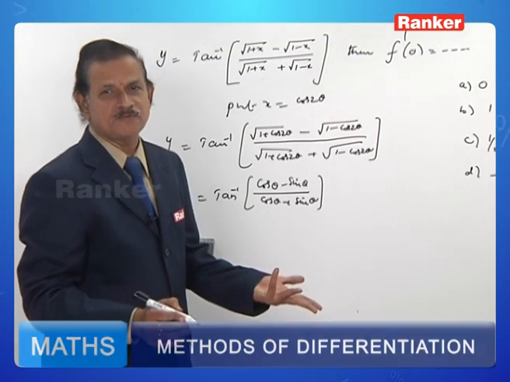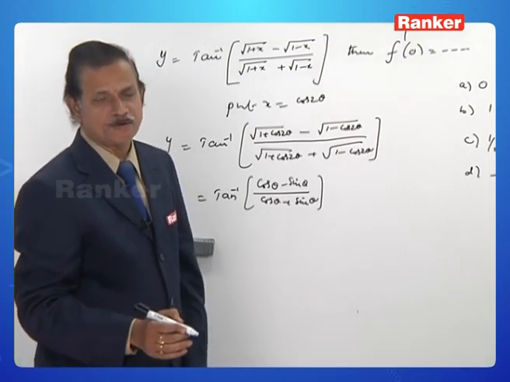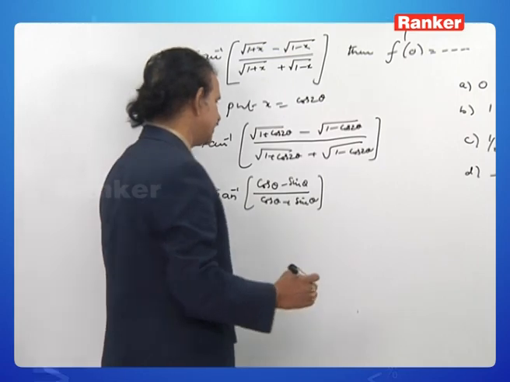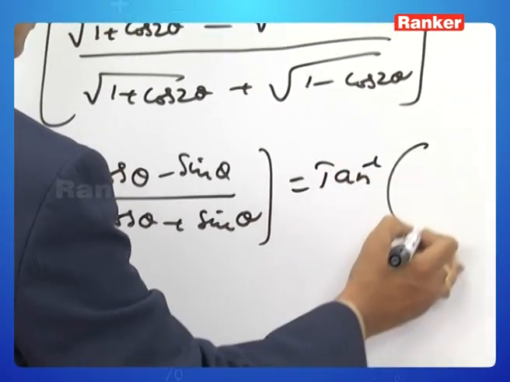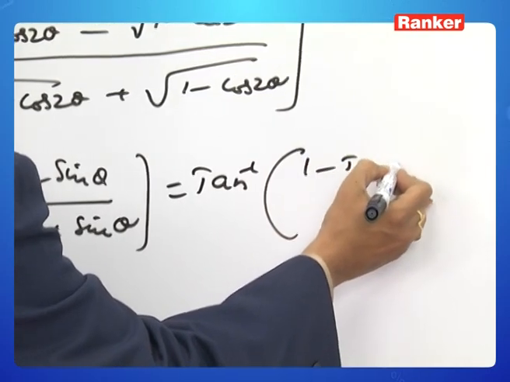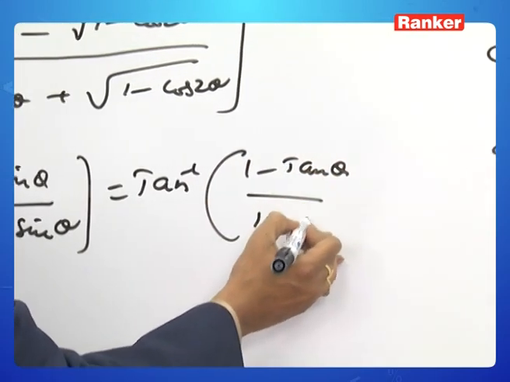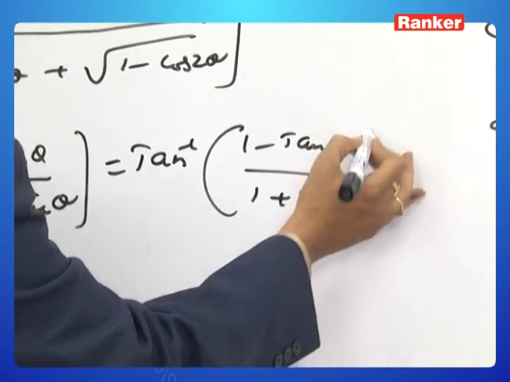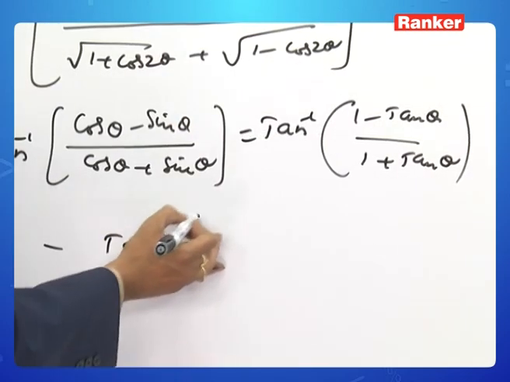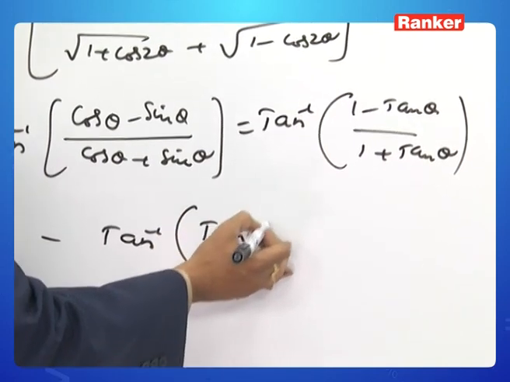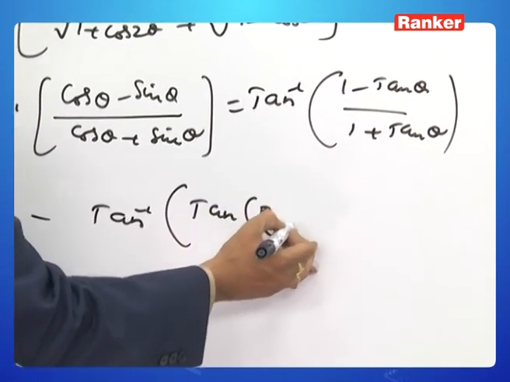Now you divide by cos theta on both numerator and denominator. What happens? 1 minus tan theta by 1 plus tan theta. Tan inverse of 1 minus tan theta by 1 plus tan theta. What is 1 minus tan theta by 1 plus tan theta? It is nothing but tan of pi by 4 minus theta.